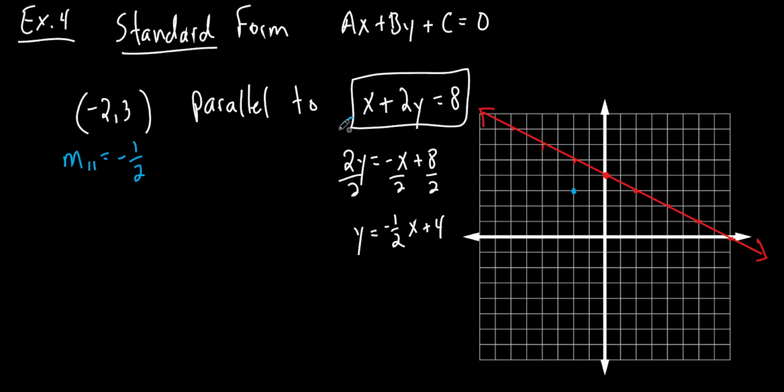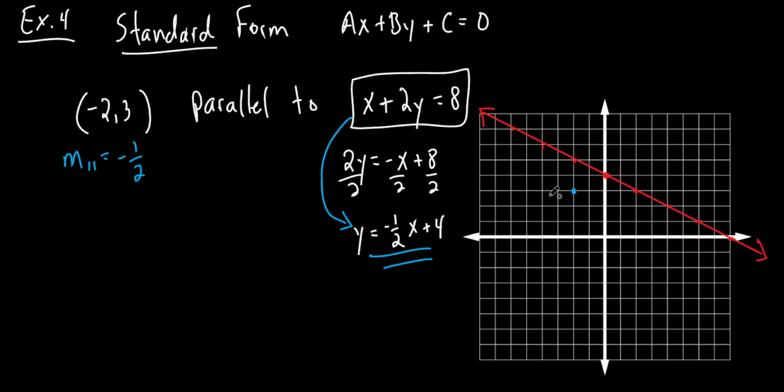Now, how did I know the slope was negative 1 over 2? Because I took this and I put it in slope-intercept form. So this is something that you needed to do to be able to find the slope. Did you have to graph it? No, you didn't have to graph it, but you did have to find what the slope of that line was. So I find the slope of this line, and the slope of my line is going to be the exact same thing. But my line goes through the point negative 2, 3, right there.